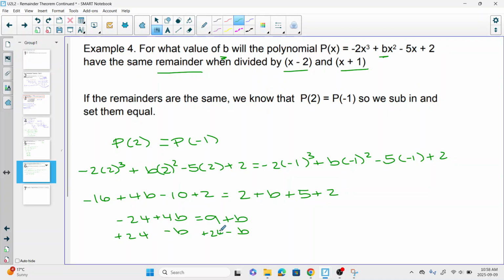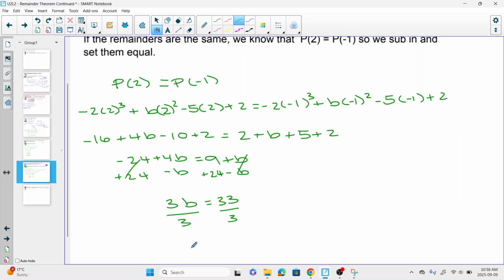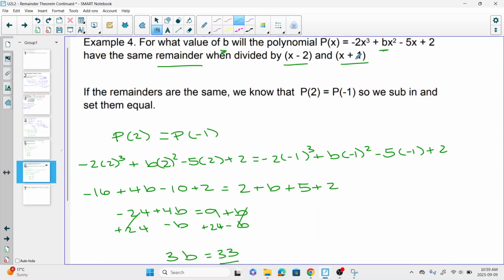Okay, so those constants cancel out on this side. The variables cancel out on this side. So on the left, I'm left with 4b minus b, which is 3b. And on the right, I'm left with 9 plus 24, which is 33. And then again, divide out my coefficient, divide by 3, and we figure out that b is equal to 11. So in order for the remainder when dividing by x minus 2 and dividing by x plus 1 to be the exact same, the coefficient of that degree 2 term would have to be 11. And that also means that the function would have the same function value at these two points.